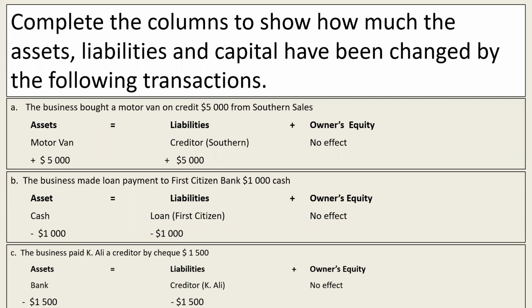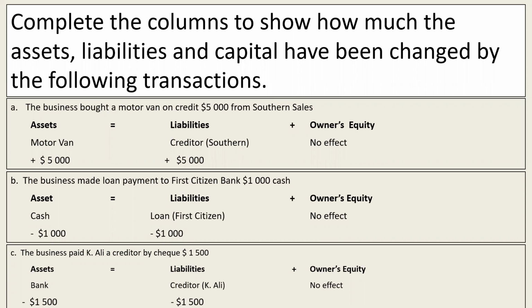going to be coming out of the business because it's a payment. So if you look on the asset, cash is an asset, it's a current asset. And of course, $1,000 is leaving the business. So you put a minus in front of that $1,000 to indicate that money is leaving the business.